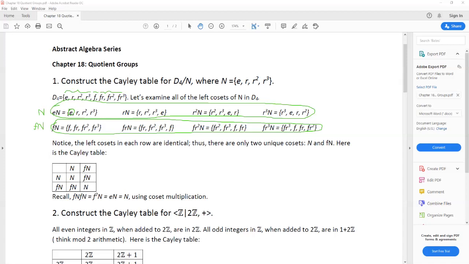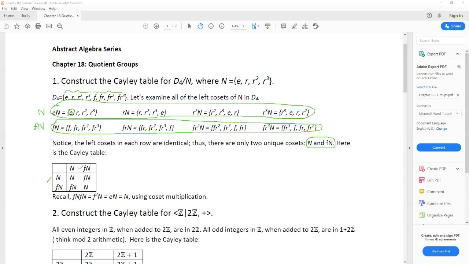Again, notice that the left cosets in each row are identical. So really, we only have 2 unique cosets. And as I said before, we will just denote those with n and Fn. So this would be the Cayley table. Notice that we have our 2 elements, n and Fn, represented in the column descriptors here. And then we have n and Fn representing the row descriptors.